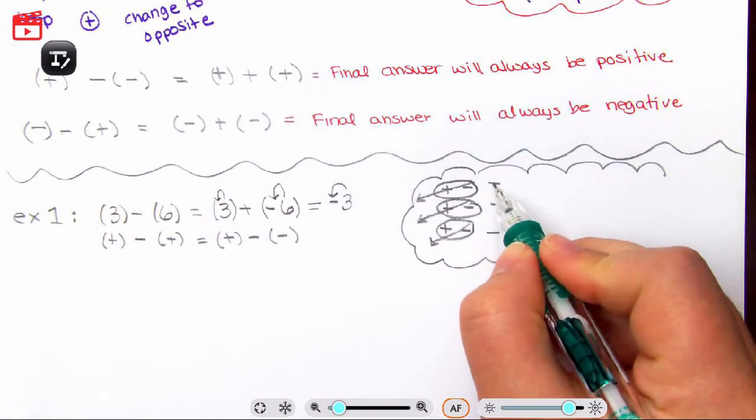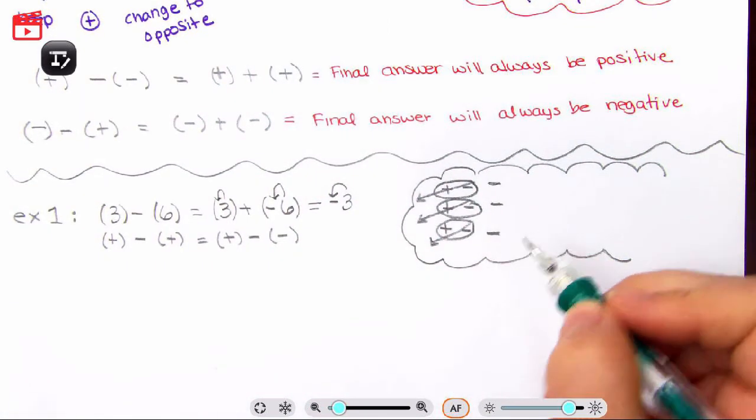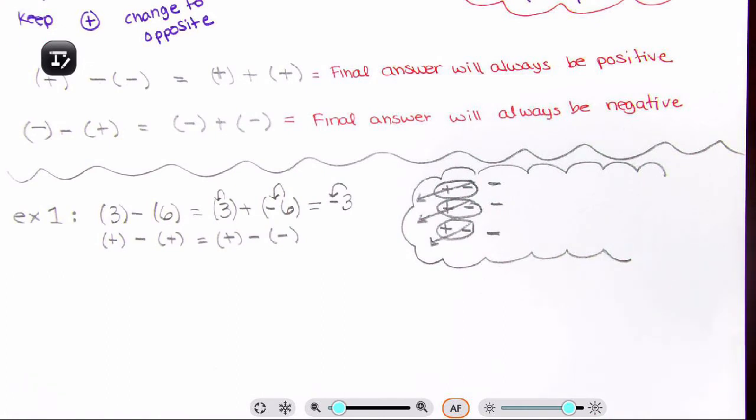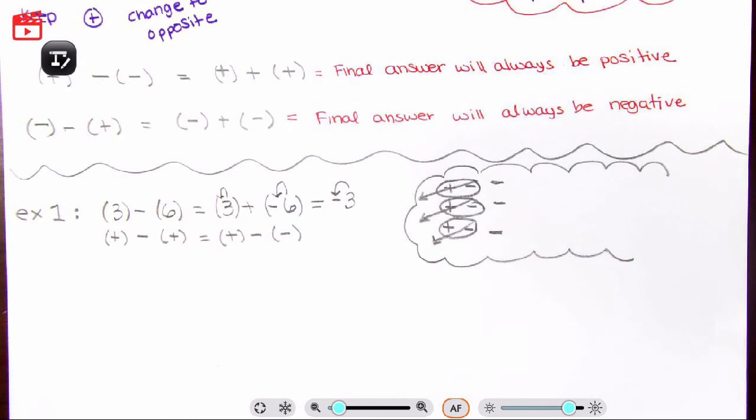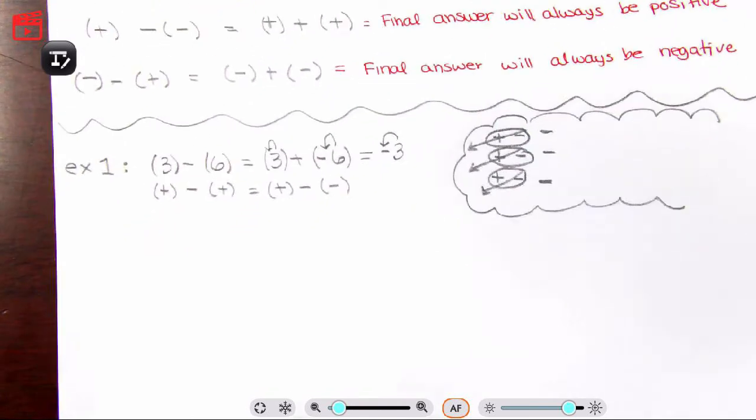So what do I have left over? I have 1, 2, 3 left over. What are they? They are negatives. Therefore, I have 3 negatives. So 3 minus 6 is equal to negative 3. Try example number 2.